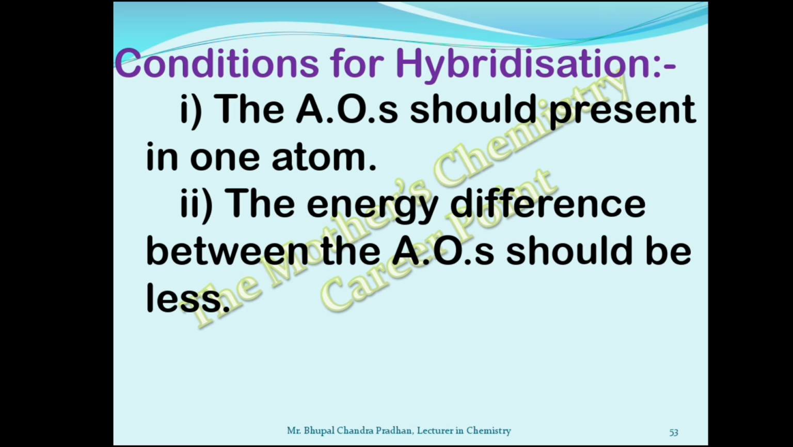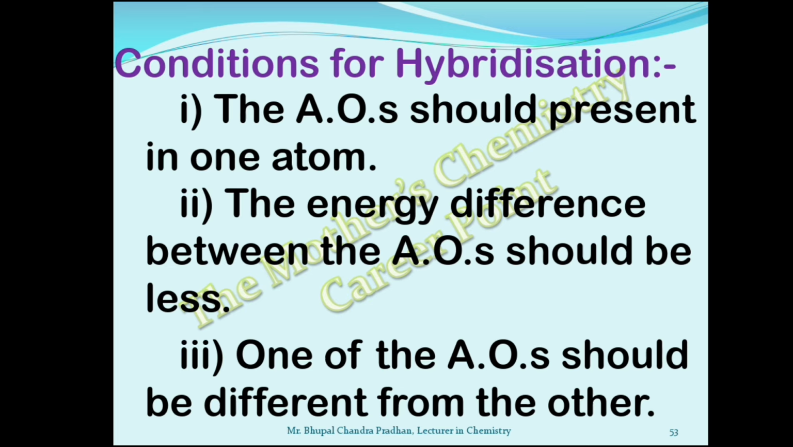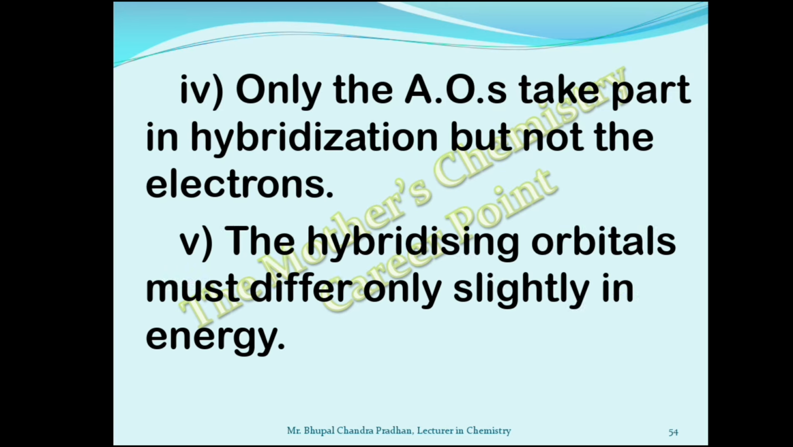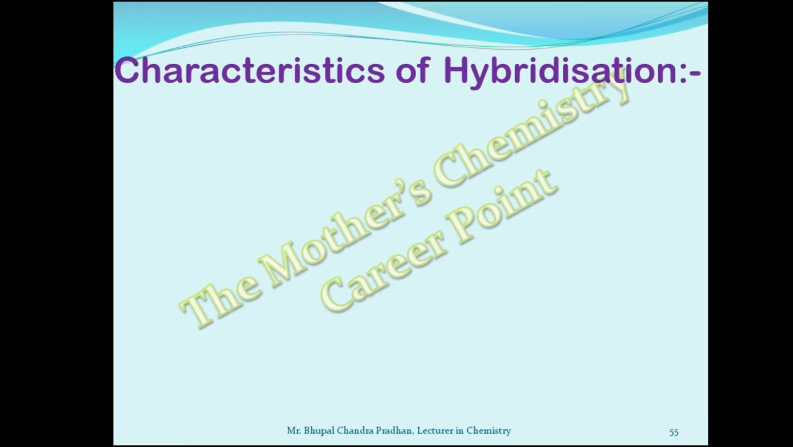Conditions for hybridization. The atomic orbitals should be present in one atom. The energy difference between the atomic orbitals should be small. One of the atomic orbitals should be different from the other. Only the atomic orbitals take part in hybridization, but not the electrons. The hybridizing orbitals must differ only slightly in energy.